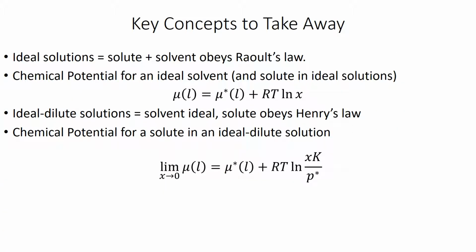So the key concepts to take away. There are two things. Ideal solutions: that's where the solute and the solvent obey Raoult's law, and you can write the chemical potential in terms of the mole fraction and the chemical potential of the pure state. In ideal dilute solutions, the solvent is ideal, but the solute obeys Henry's law, and hence for the solute you can rewrite the chemical potential in terms of Henry's constant at the bottom here.